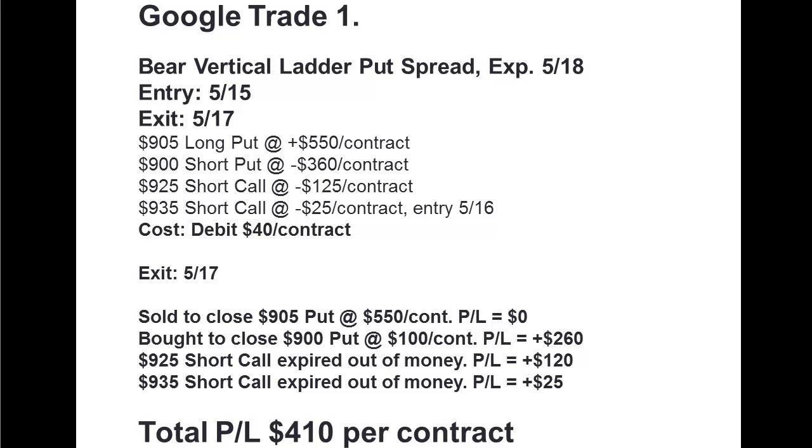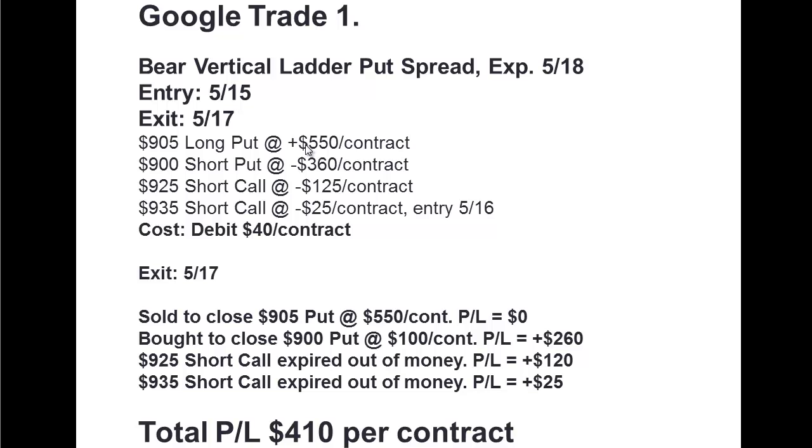So the first trade on Google was a short, and I did that through a bear vertical ladder put spread, and ladder or ratio spread just means that there are additional legs in order to take advantage of time decay. So in this trade, this was put on the expiration on the May 18th, put on the 15th of May, and that was that first trade I showed you, trade 1 on the chart, if you want to back up and look at it. So I went long the 905 puts, short the 900 puts, and I did that spread.